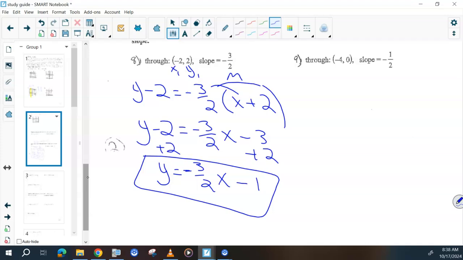Questions on that one? Or other questions on this page? Questions on the third page? Ellie. 16.